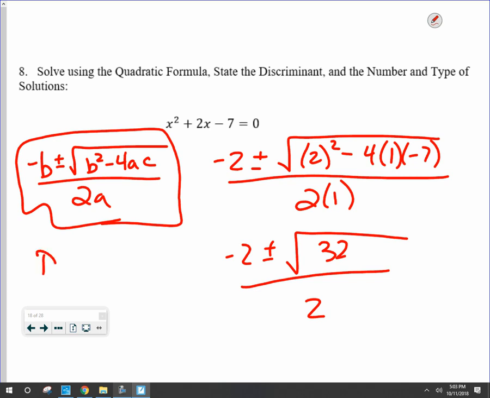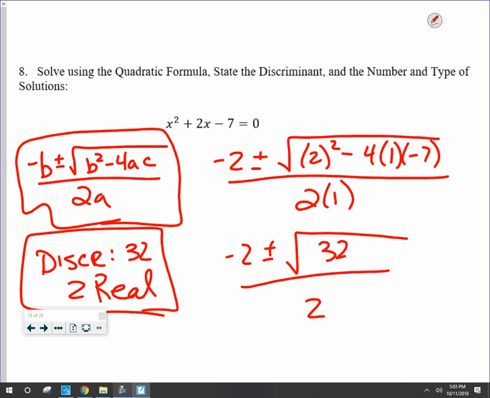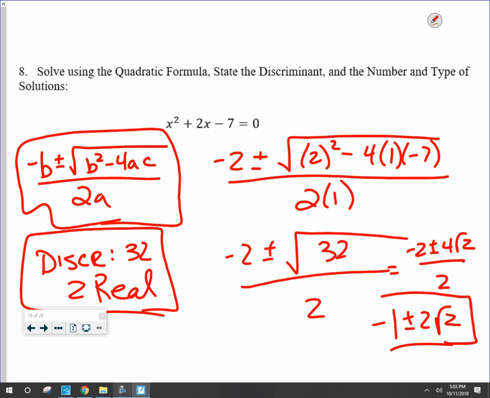Off to the side now, and on your test there'll be a blank. The discriminant is 32, which means there are 2 real solutions. And now I need to finish this question. The square root of 32 can be simplified as 4 square roots of 2. And now everything is divisible by 2. It's not just one term, it's all terms. So the first one's divisible by 2, the second one's divisible by 2, and that is your answer.